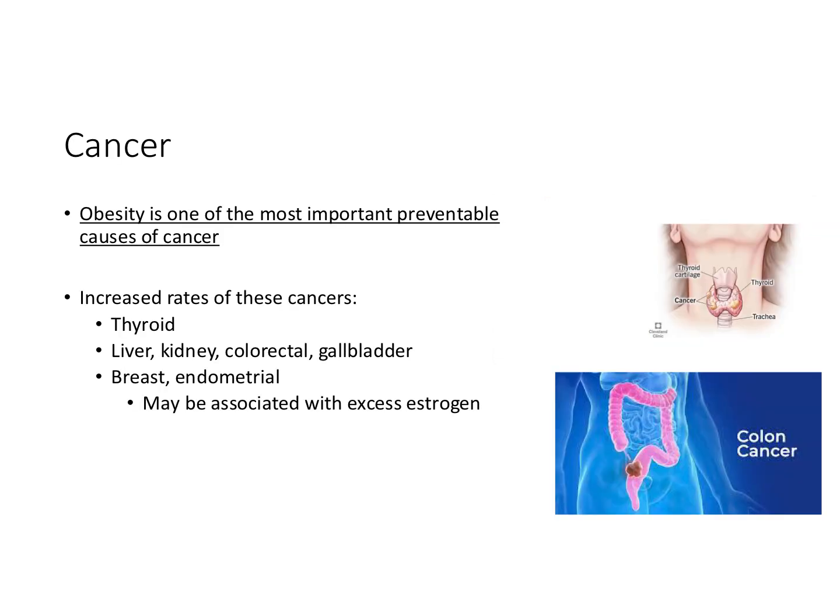Cancer, obesity is one of the most important preventable causes of cancer. There's increased rates of several different types of cancer, a few here listed: thyroid cancer, liver, kidney, colorectal, and gallbladder cancer, and then female cancers of the breast and endometrium, and these might be associated with excess estrogen.